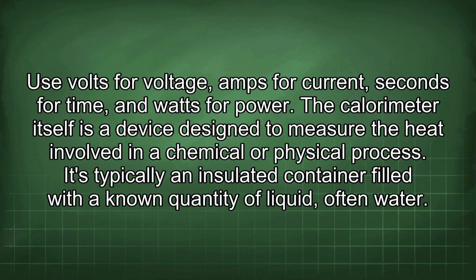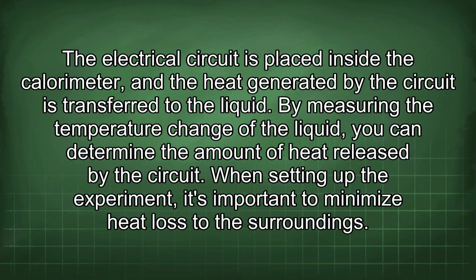A calorimeter itself is a device designed to measure the heat involved in a chemical or physical process. It's typically an insulated container filled with a known quantity of liquid, often water. The electrical circuit is placed inside the calorimeter, and the heat generated by the circuit is transferred to the liquid. By measuring the temperature change of the liquid, you can determine the amount of heat released by the circuit.